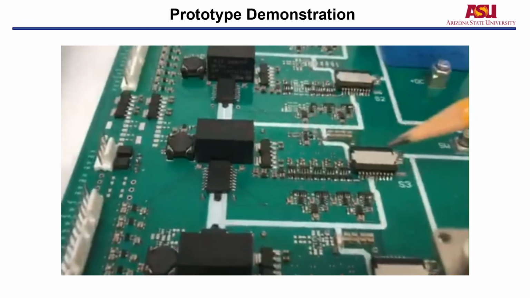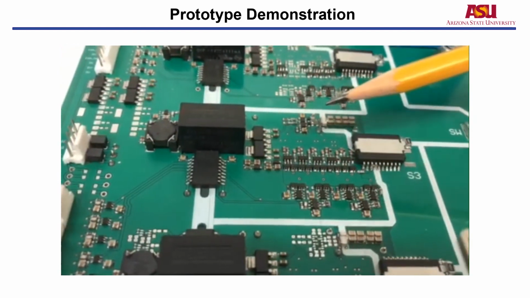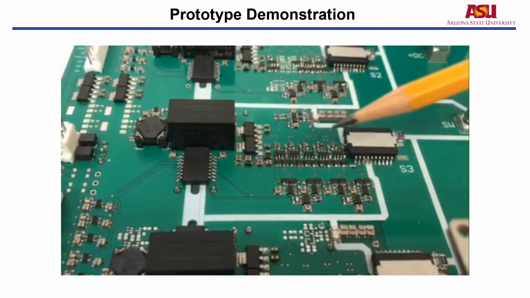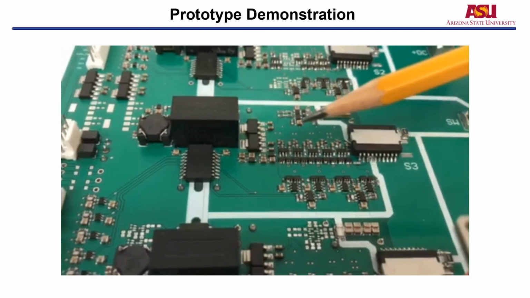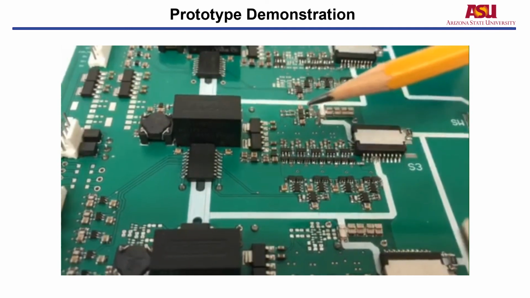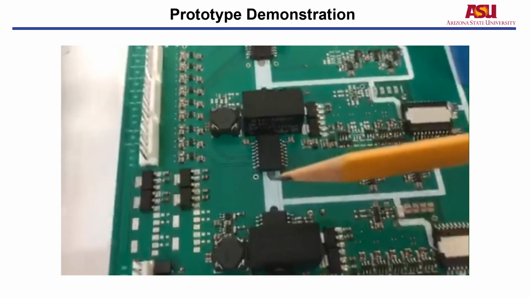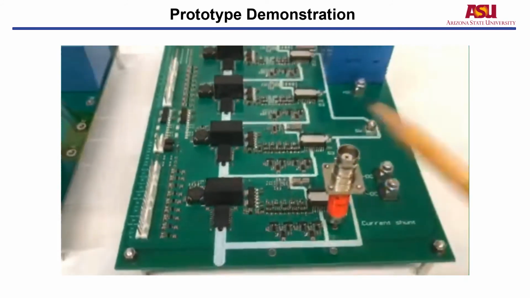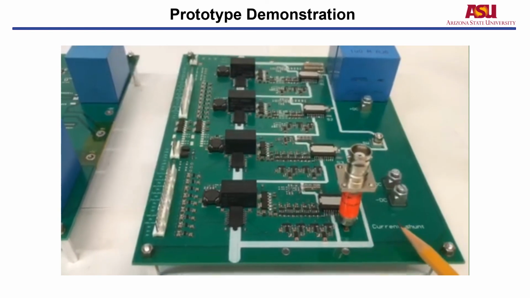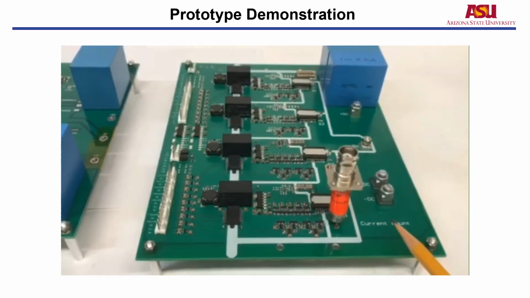Meanwhile, we can see this is our VDS sensing circuit, which is used for the closed loop control. And this is our comparators, and this is our digital isolators. The power density of this prototype is not optimized, which will be investigated in future study.